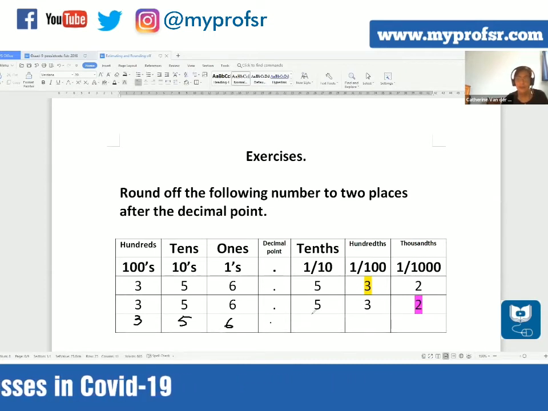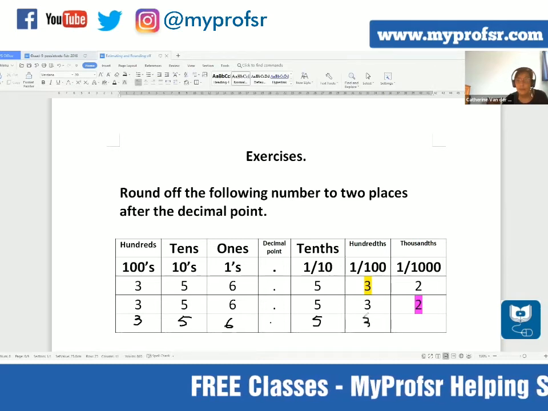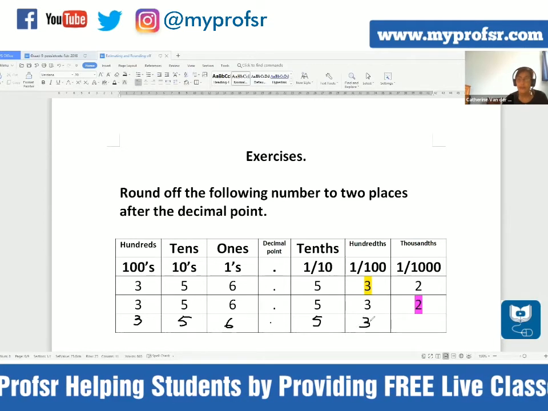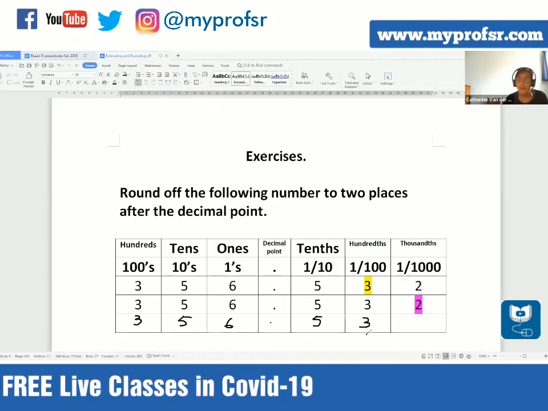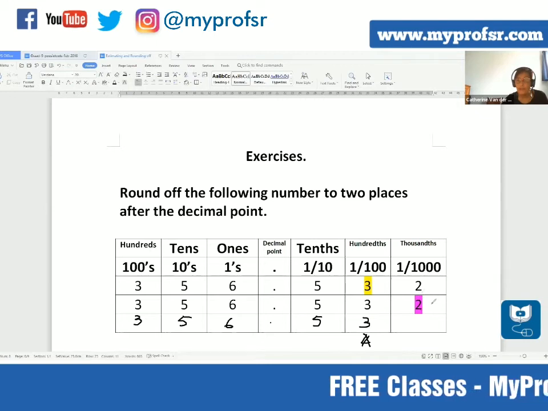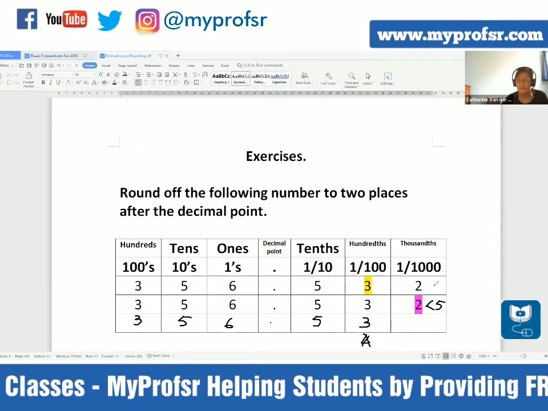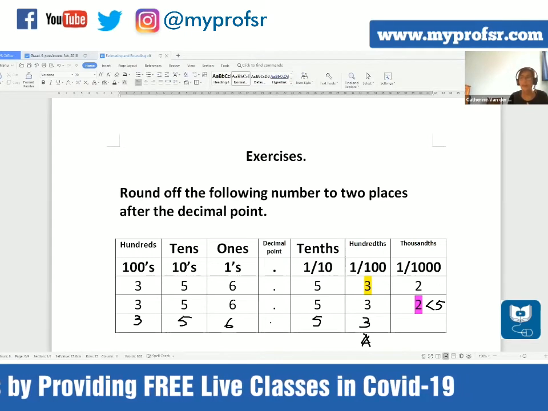So this then will be 5 and 3. Please take note that this will not increase with 1. It will not be 5.54. 4 is not the correct answer because the 2 following the 3 is smaller than 5. Exactly, yes.